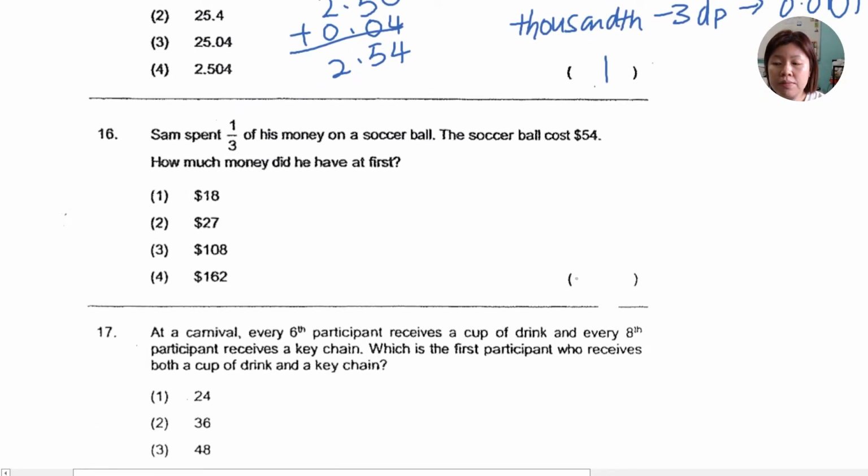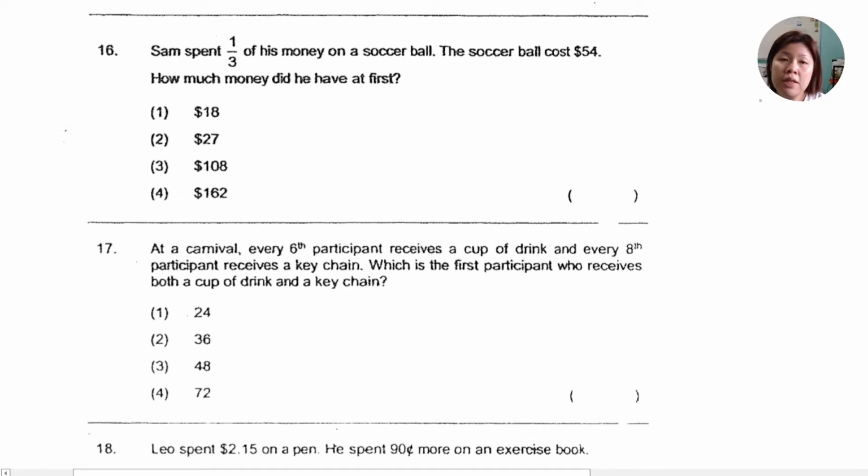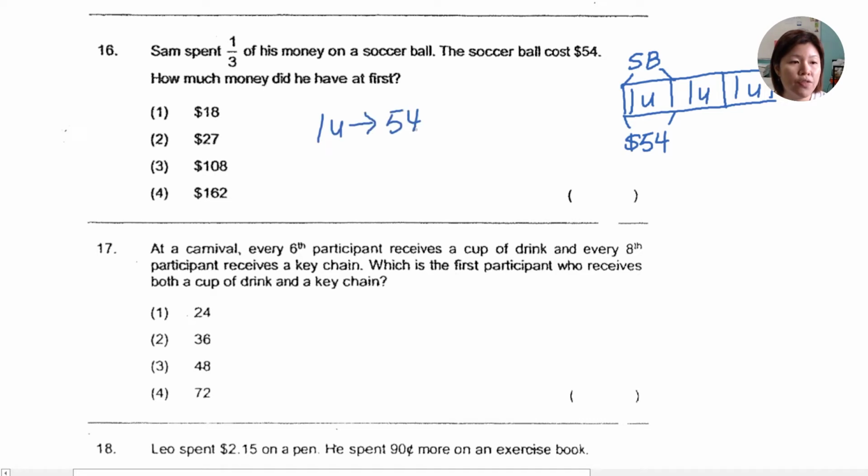Let's move on to question 16. Fraction now. Sam spent 1/3 of his money on a soccer ball. When you have a fraction, we need to draw a model. For 1/3, the denominator is 3, which stands for the total. Total 3 units. He spent 1/3 on the soccer ball, and the soccer ball is 54, so we write 54. All these boxes are units, so we put 1 unit, 1 unit, and 1 unit. From here, 1 unit is 54. Total money is 3 units, which is 54 times 3, equals 162, which is answer number 4.